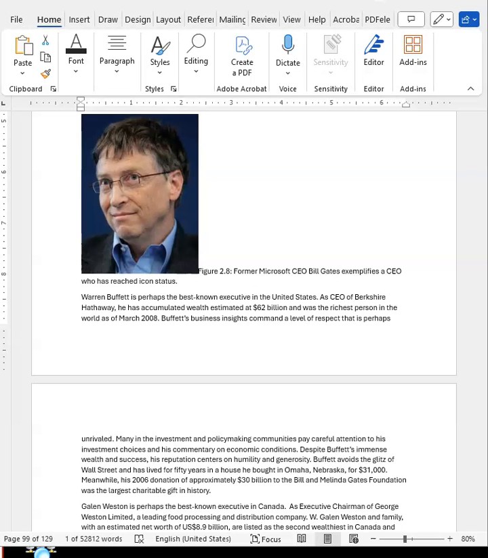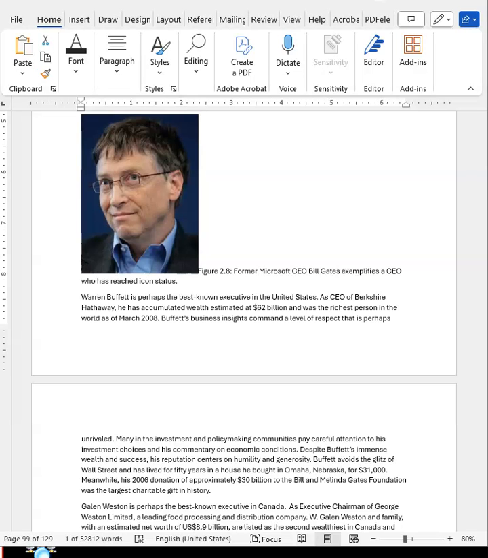Warren Buffett is perhaps the best-known executive in the United States. As CEO of Berkshire Hathaway, he has accumulated wealth estimated at $62 billion and was the richest person in the world as of March 2008. Buffett's business insights command a level of respect that is perhaps unrivaled. Many in the investment and policymaking communities pay careful attention to his investment choices and his commentary on economic conditions.